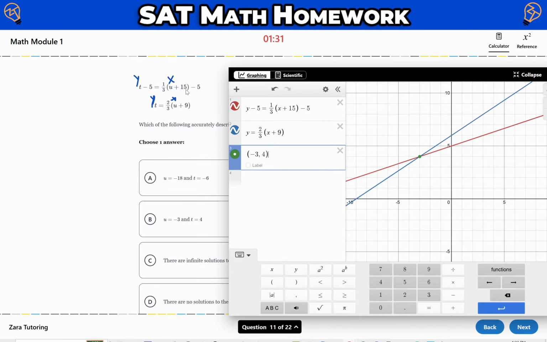And remember, our x was u, so u is -3, and t is 4, making the correct answer B.